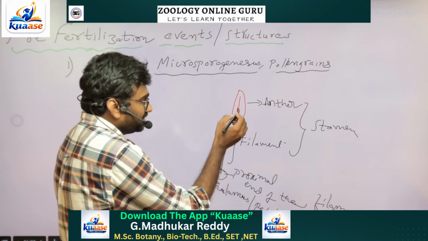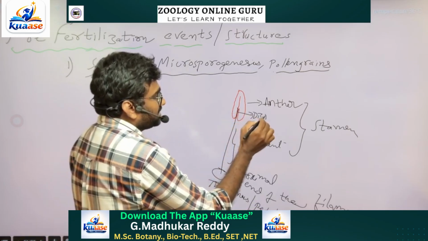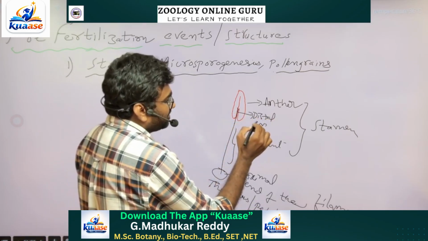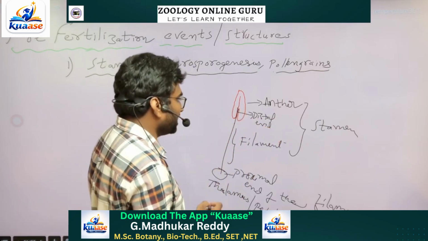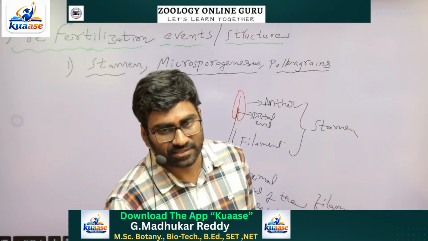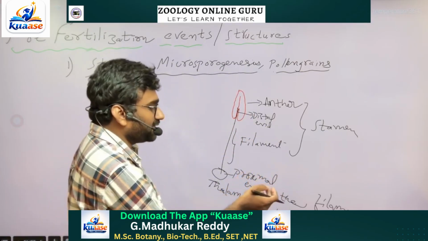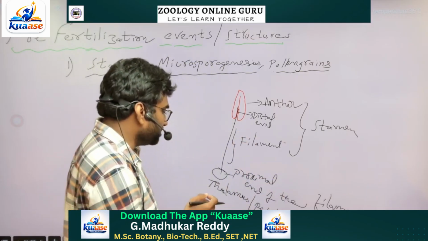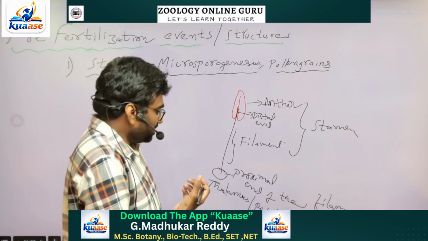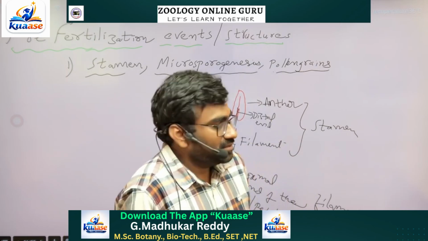And the distal end of the filament attaches to the base of the anther, usually called the connective. In the NEET examination, the question was asked: proximal end of the filament attaches to which part? That is attached to the thalamus or petals. Okay, right.